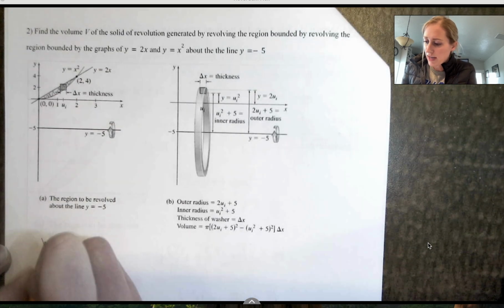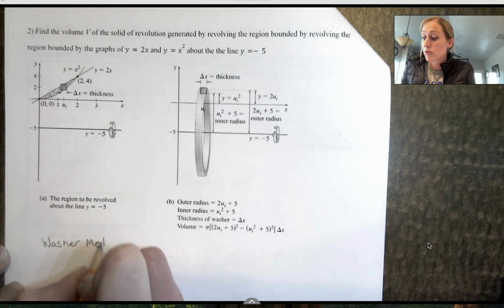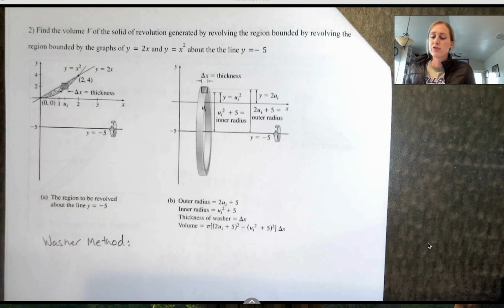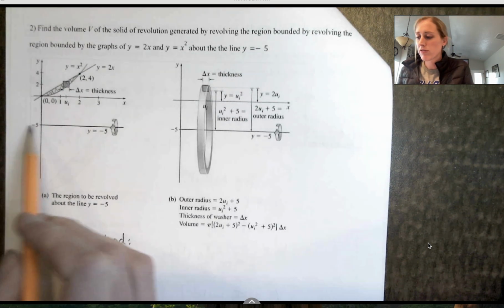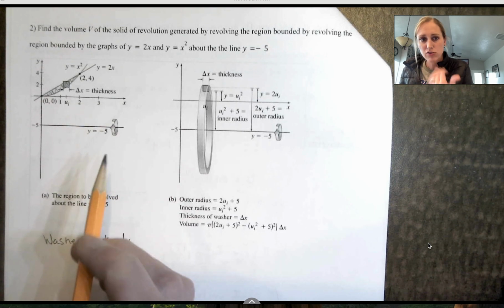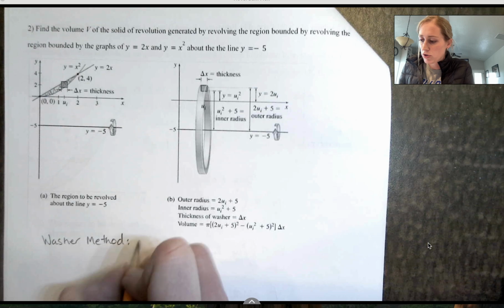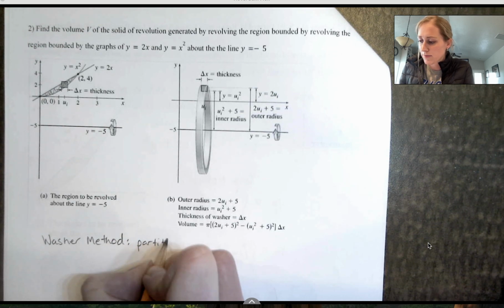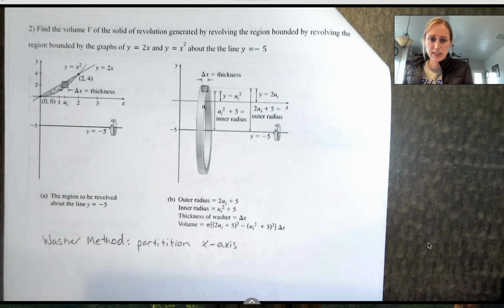The other thing I need to know is, are we doing it with respect to x or with respect to y? When we are deciding this, we look at the line we're revolving around. Is it parallel to the x-axis or the y-axis? This one is parallel to the x-axis, so we are going to partition the x-axis, which means we're going to do everything with respect to x.